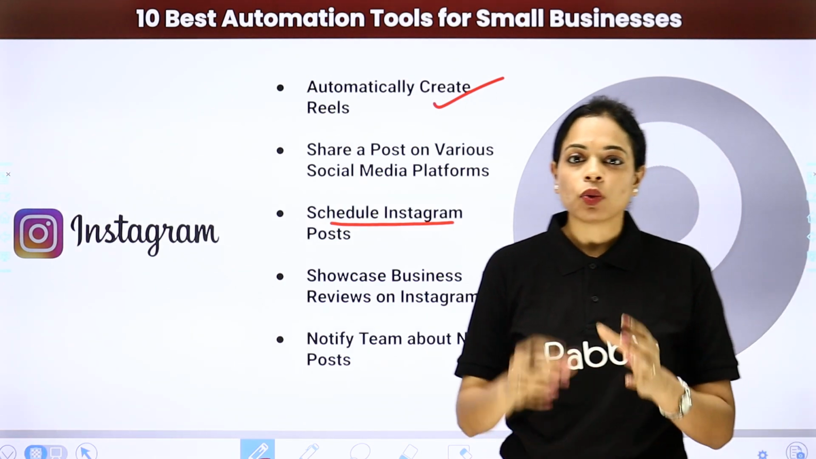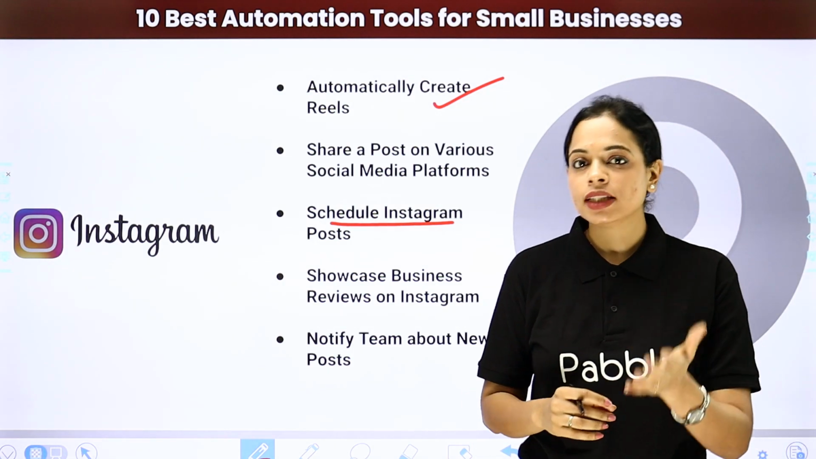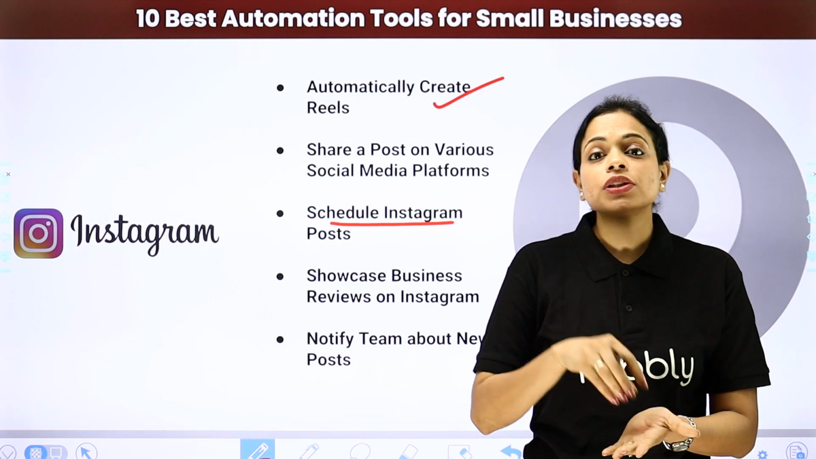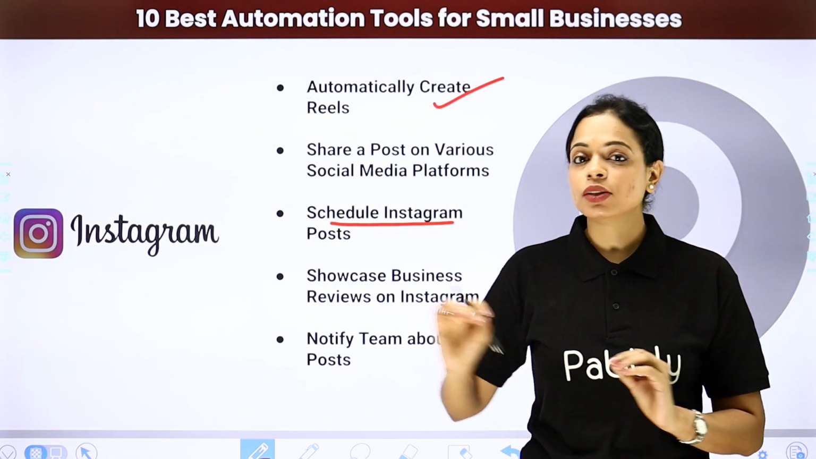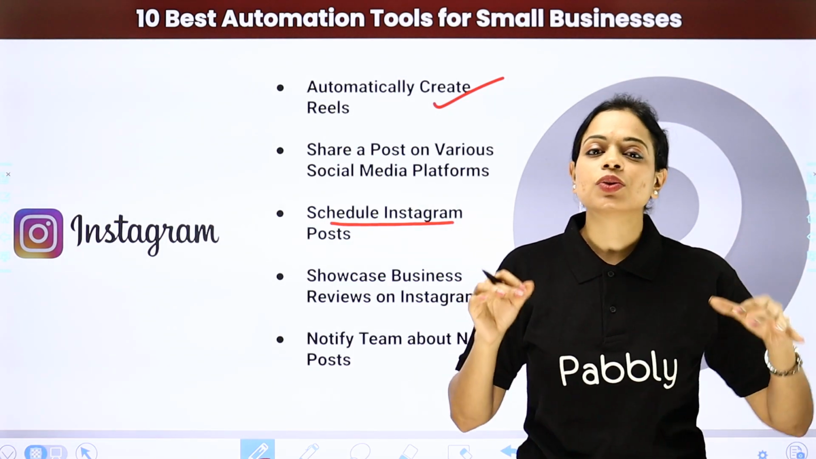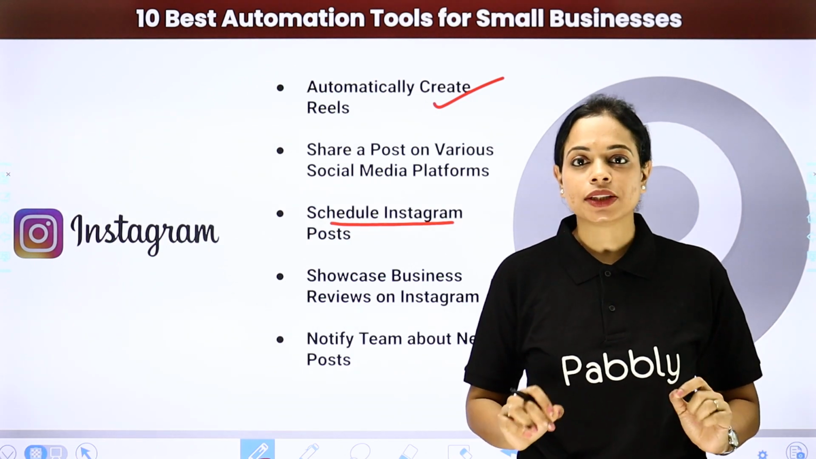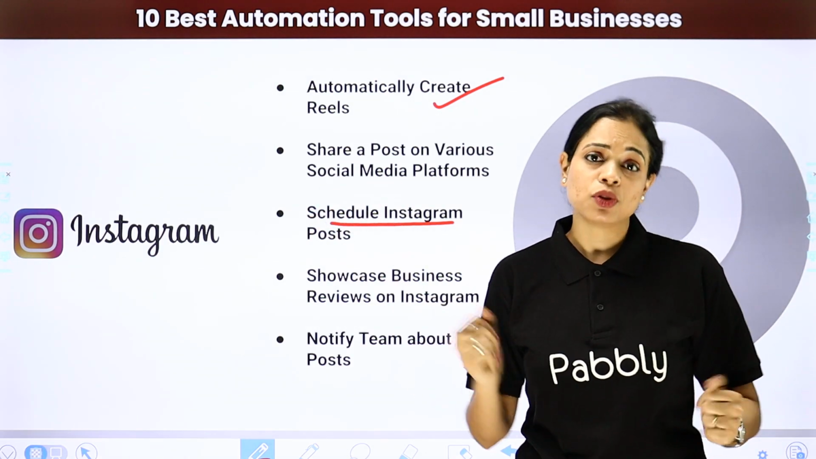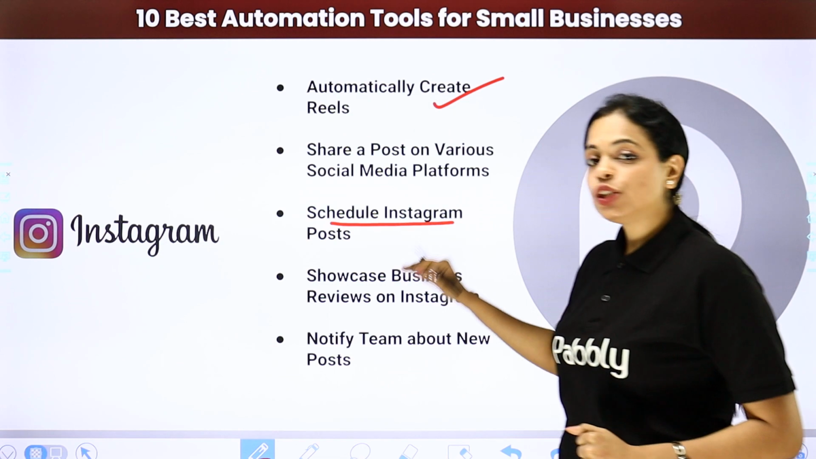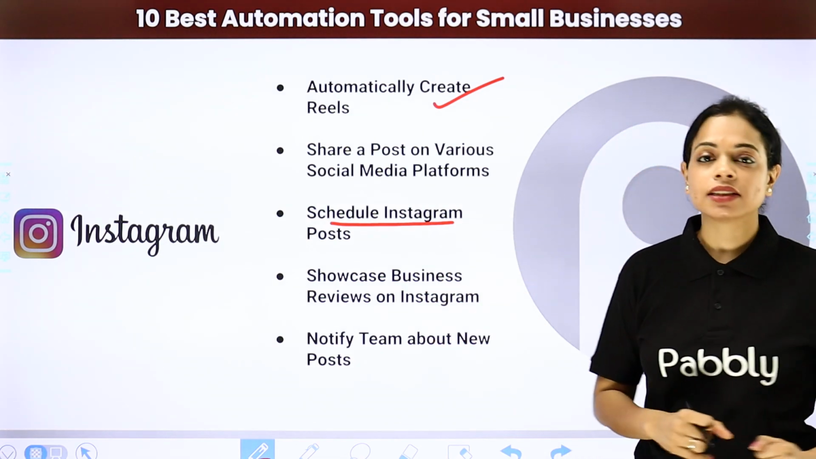So you want that one particular post, like you have created a reel, it should be posted on Saturday at around 10 o'clock in the morning or at around 6 in the evening. So you can schedule it. You do not have to wait for that Saturday. Maybe you're busy.